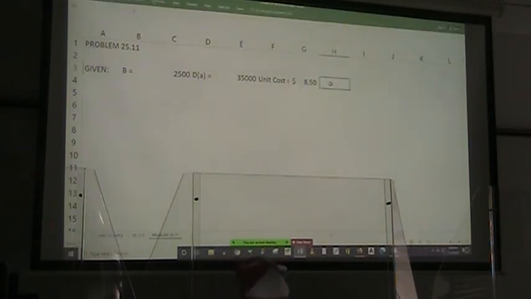Right, that my time of setup is equal to 1.5 hours, is that right? Yes. And that our cost of downtime equals $200 an hour.